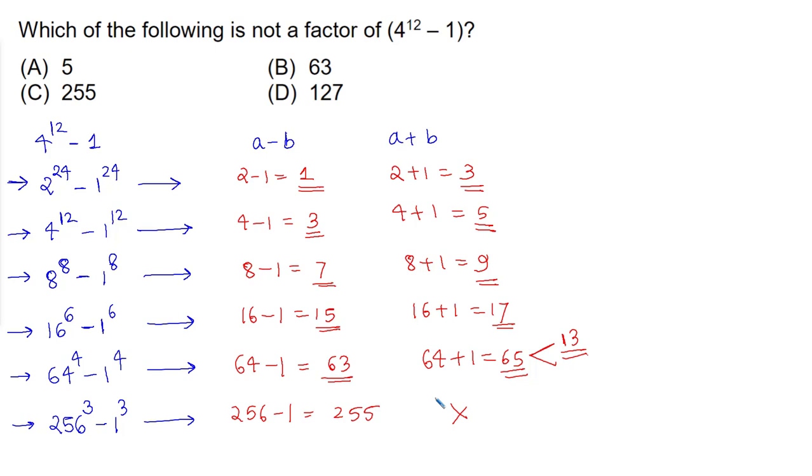Likewise we can list down all the factors, but the question is which of the following is not a factor of 4 to the power 12 minus 1. 5 is a factor, 63 is a factor, 255 is a factor. So 127 is not a factor of this number. This is how we can solve this question. After this let's have a look at one more question.